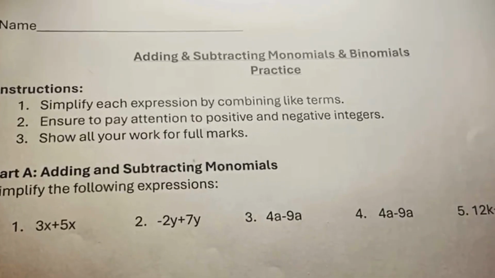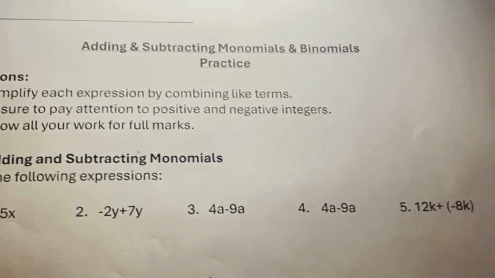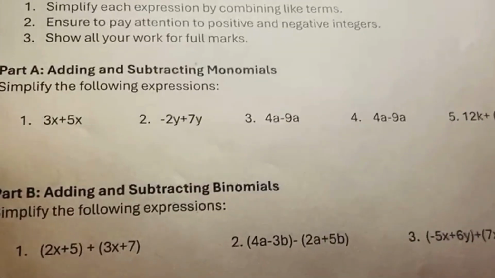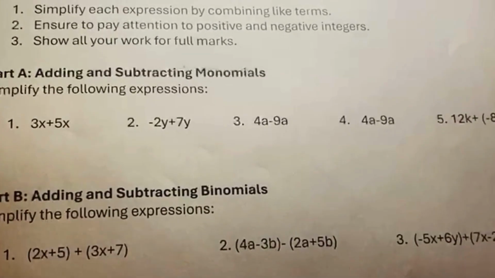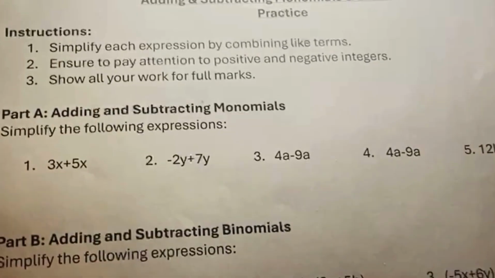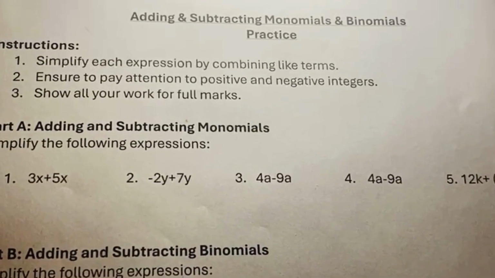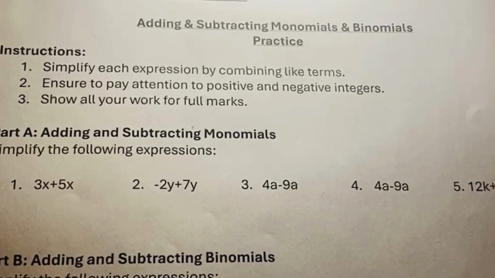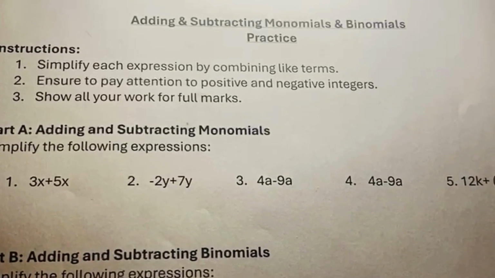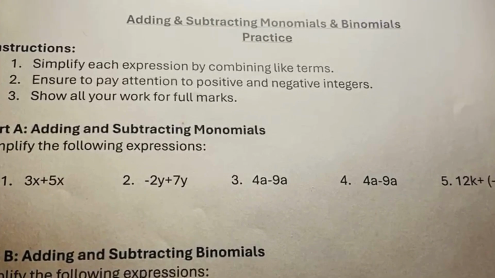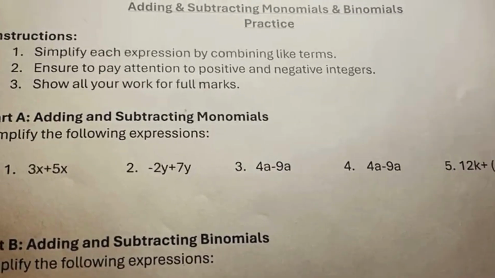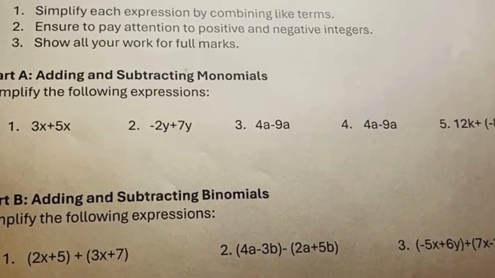Today's topic is about adding and subtracting of monomials and binomials. This is grade 7 and grade 8. For grade 8, you can take it as a review. So the first question is: simplify each expression by combining the like terms. Number 2, ensure to pay attention to positive and negative integers. Third, show all your work. So this is one of the class assignments for my students.